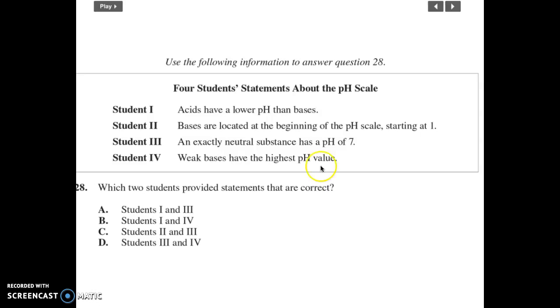In this one, we have statements about the pH scale. So which ones are true? Which ones are correct? Acids have lower pH than bases. True. Bases are at the beginning of the pH scale, starting at 1. False. Neutral is 7. True. Weak bases have the highest pH. No, that'd be strong bases. Okay, so 1 and 3 are the right answers. That's A.